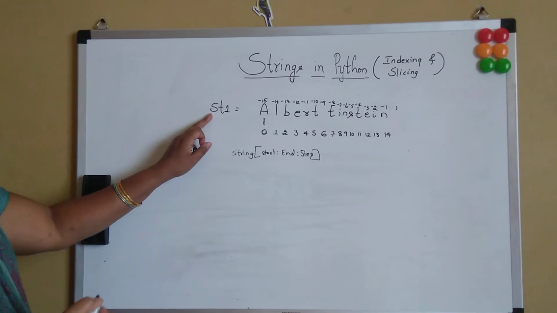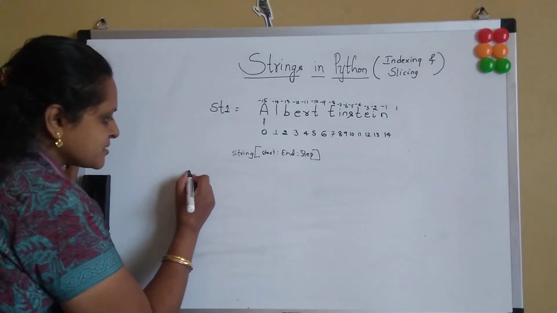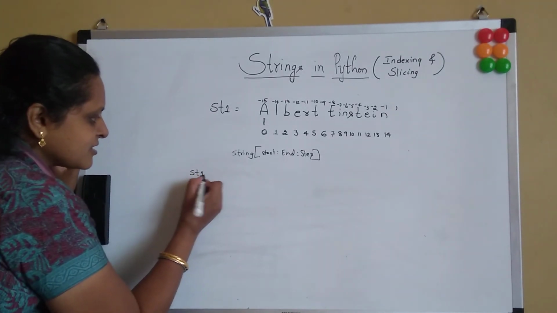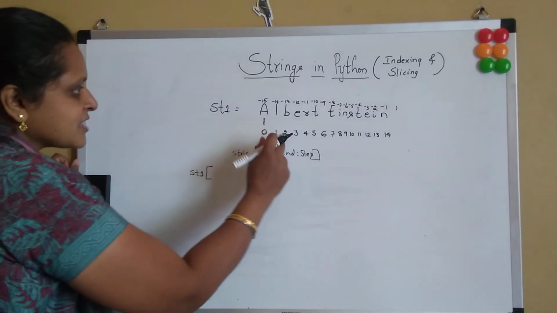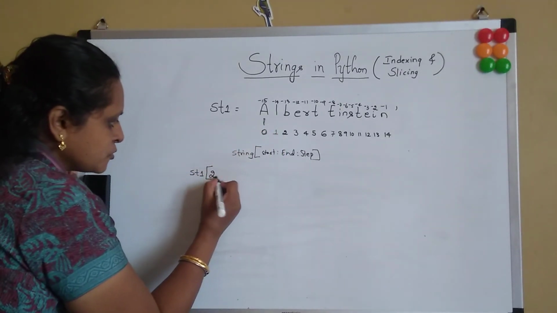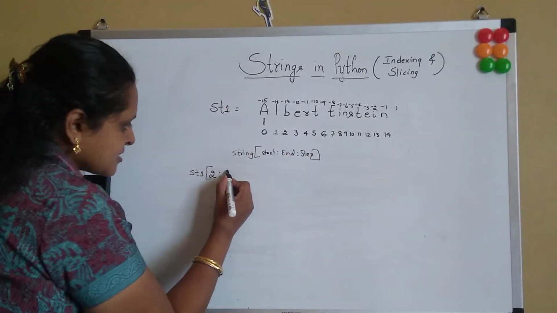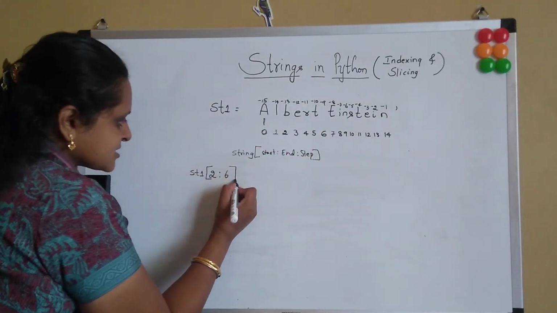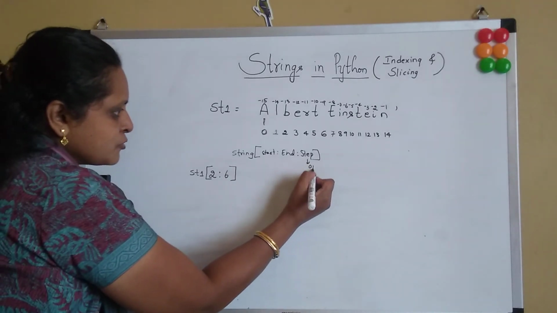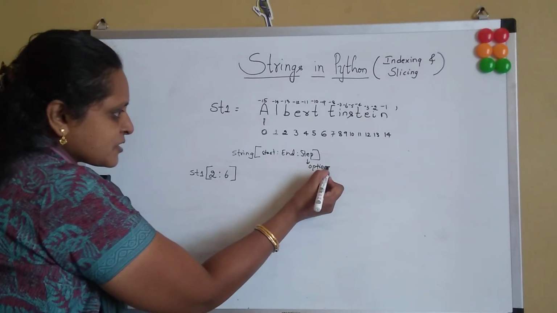So here my string is st1. I'll specify st1 and give the start position as 2, colon, end position as 6. Step is an optional value which we will see later on.